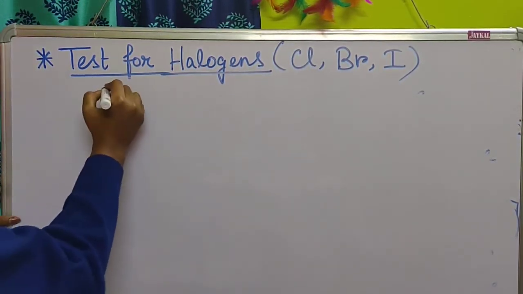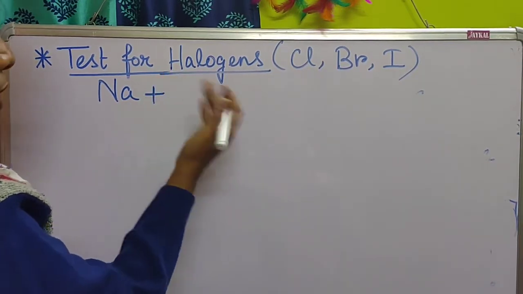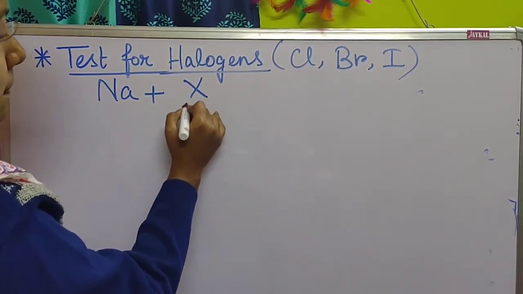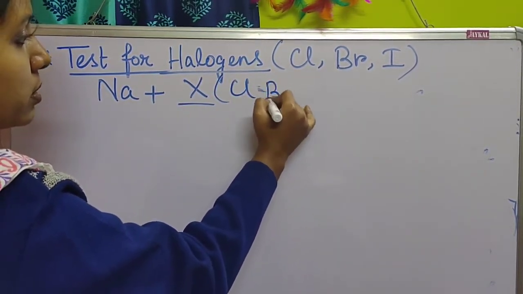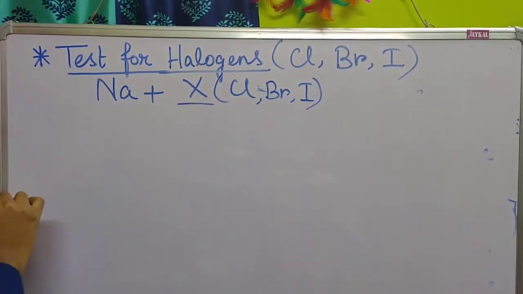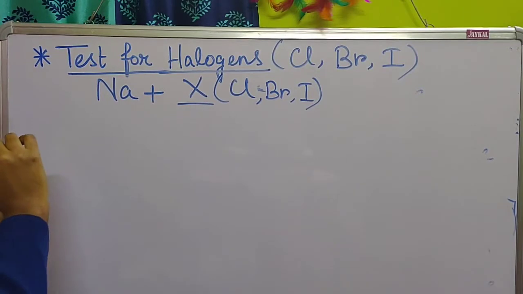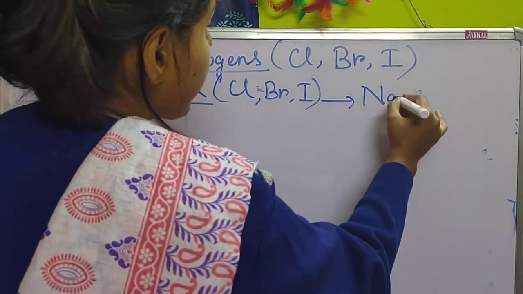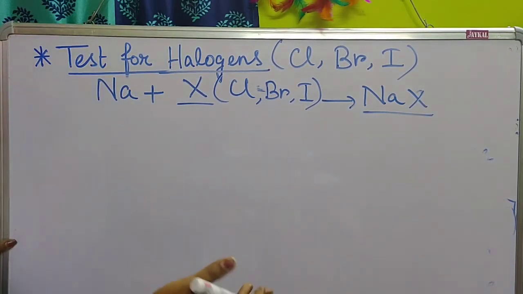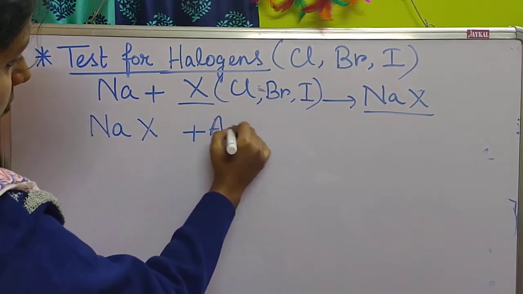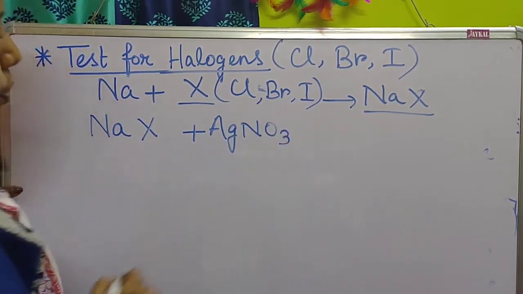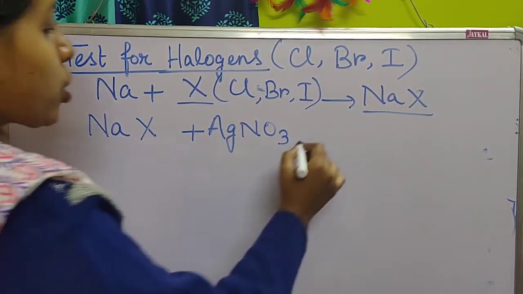If we take, again during the Lassaigne test, if the organic sample contains X, meaning chlorine, bromine or iodine, then whenever it reacts with sodium, it will form sodium halide. That means NaCl or NaBr or NaI, whatever. So the sodium halide will be obtained. Now, if we add silver nitrate AgNO3 in it, what will happen?